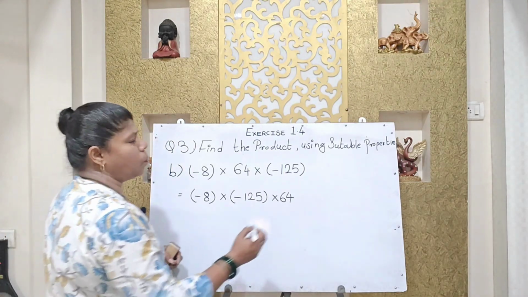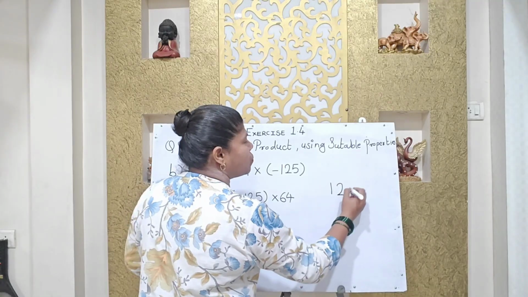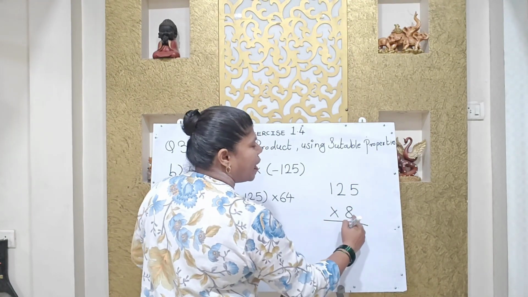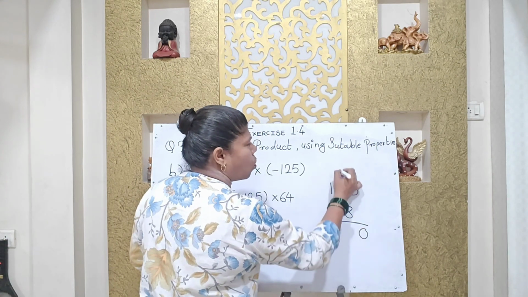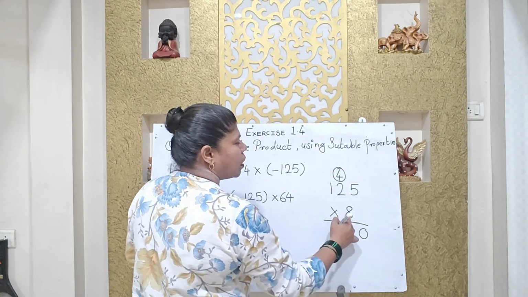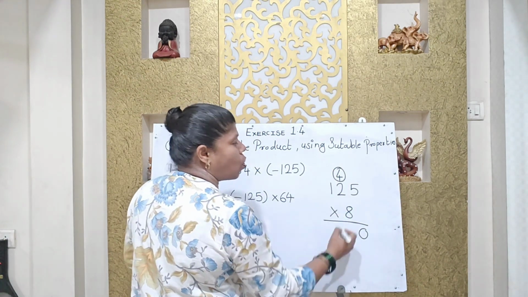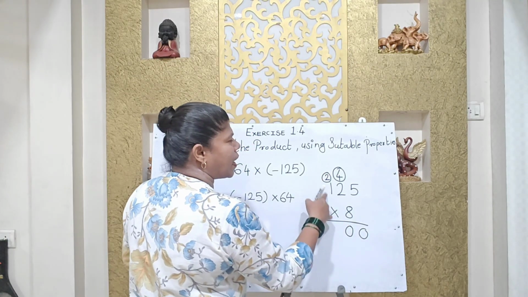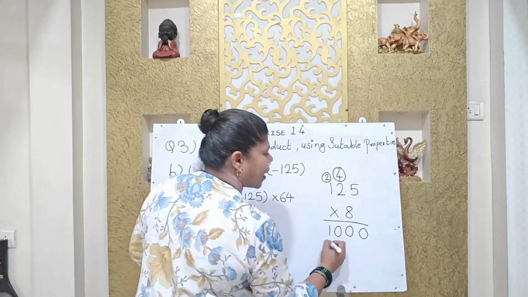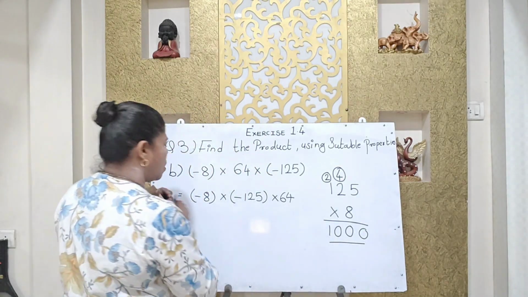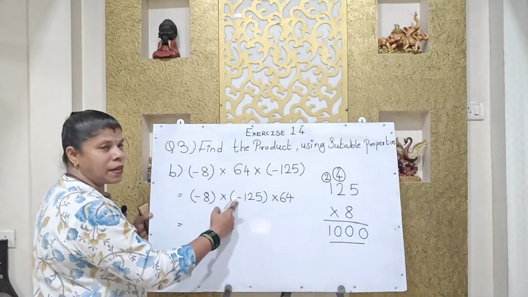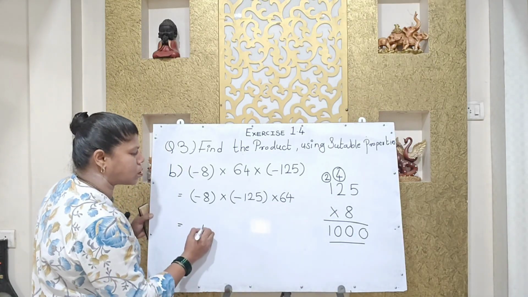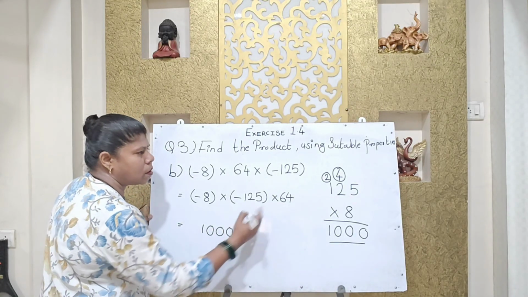Okay, so 125 multiply by 8. 8 5s are 40. 0 carry 4. 8 2s are 16 and 4 20. 0 carry 2. 8 1s are 8 and 2 10. So we get 1,000. So minus minus positive, no need to write the sign. And after multiplying 125 by 8, we got 1,000.